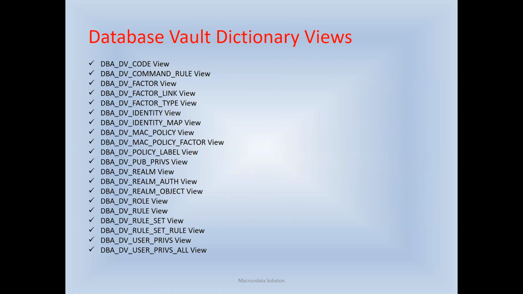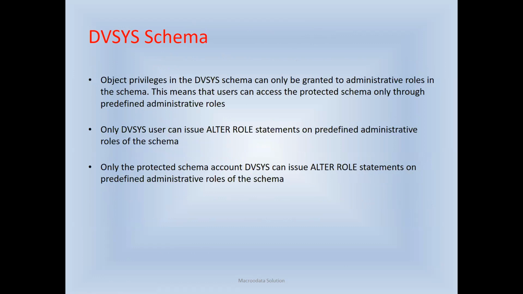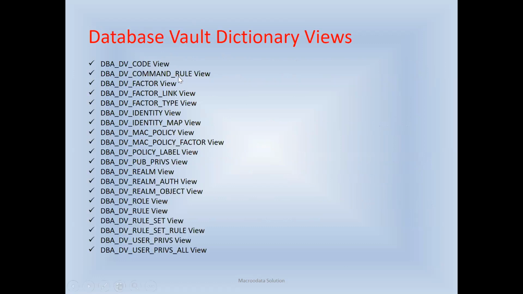Okay, so these are the different Database Vault dictionary views which you can see. The DVSYS schema contains the database objects, so this would be the schema containing all those objects. These are different dictionary views which will help us to see all those different things we are going to do. Like for realms we have dictionary views, for factors and other things we have all these views.